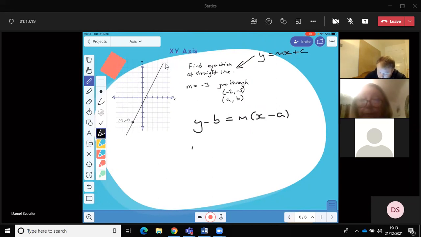So y minus our b, which is -5. Putting that in the brackets is the easiest way, just to keep it nice and tidy. So it's y minus -5. The gradient is -3, x minus -2.